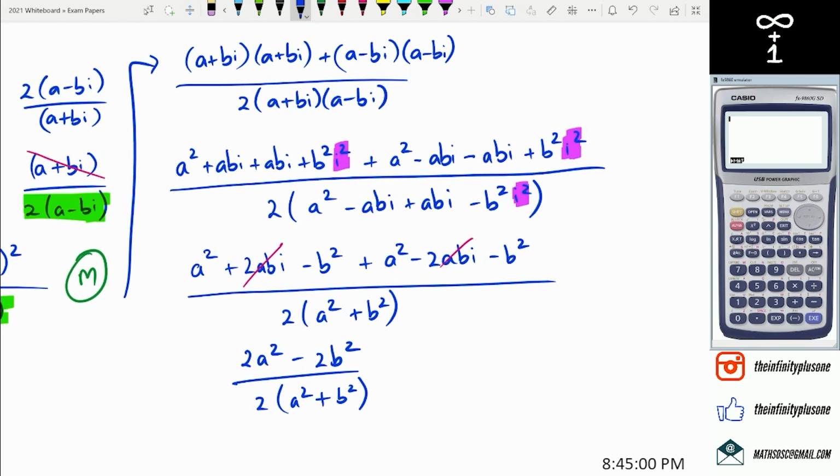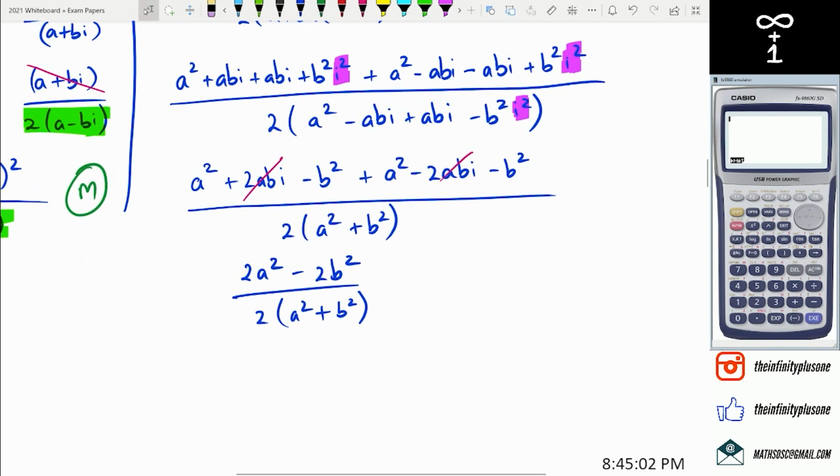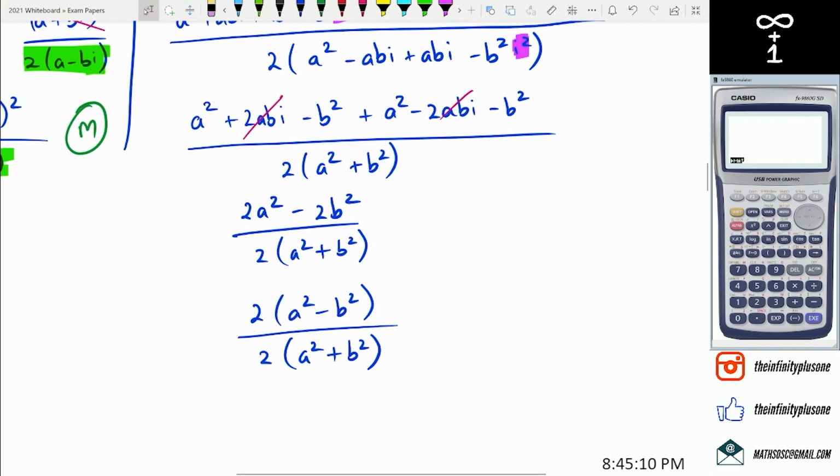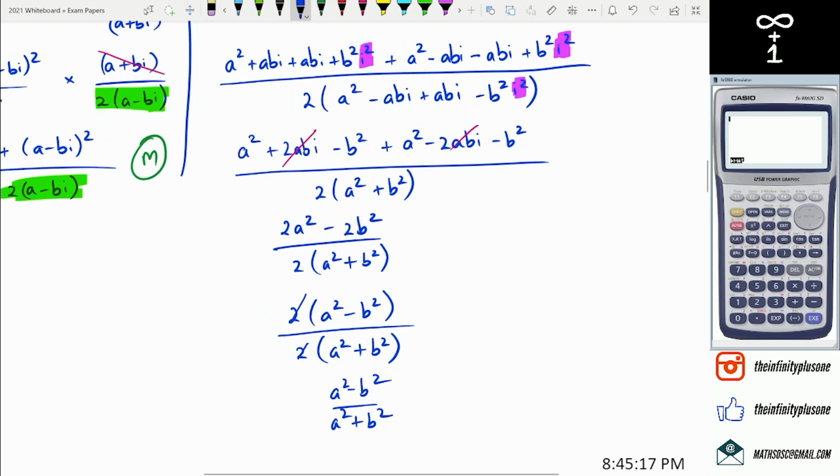Take the 2 out as a common factor. We've got a squared minus b squared over 2 times a squared plus b squared. And as you guys can see, we end up with our proof, which is a squared minus b squared and a squared plus b squared.